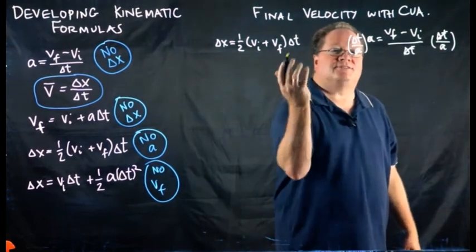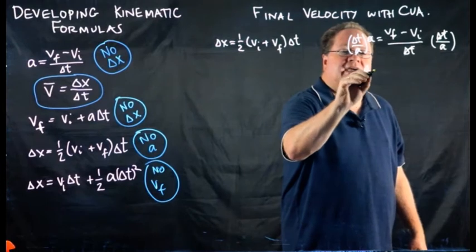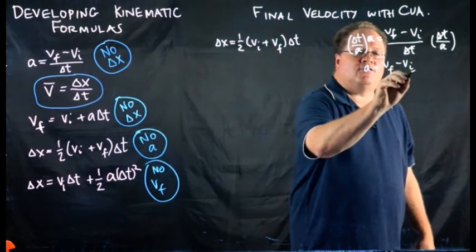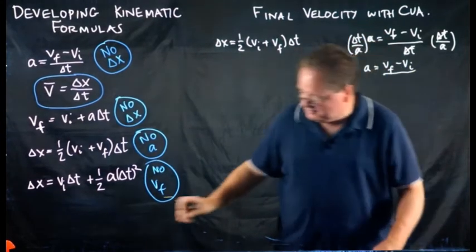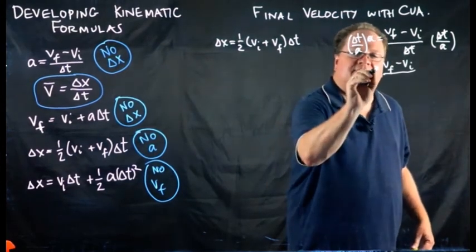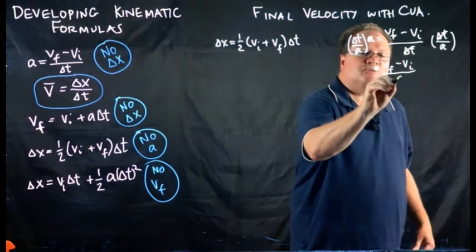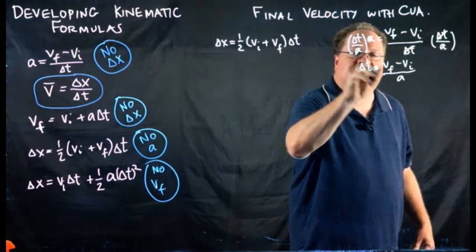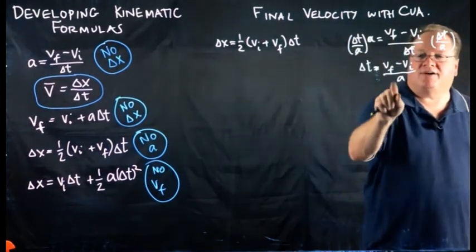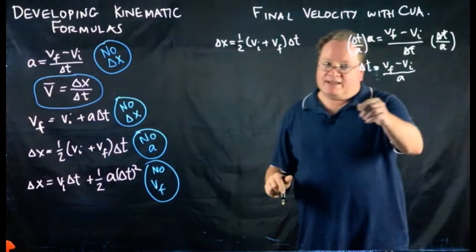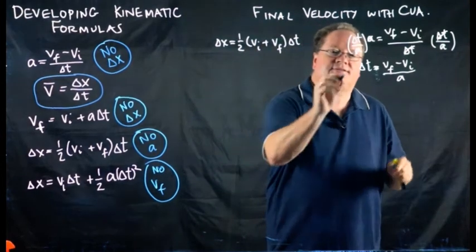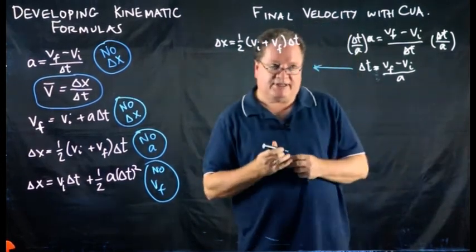The a cancels on this side, and I end up with a equals vf minus vi over, oops, I did that wrong. Let me get rid of this, because all that really happens here is in the original formula, the a switches places with the delta t. You've got delta t left here. The delta t cancels here and leaves a on the bottom. So I'm going to make a substitution of this into this. So I'm going to substitute into that equation.